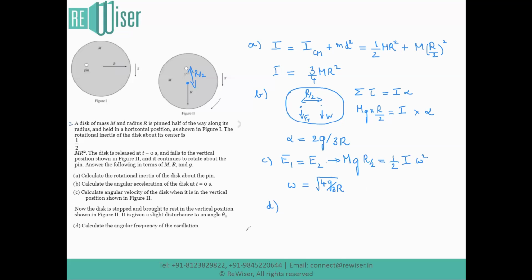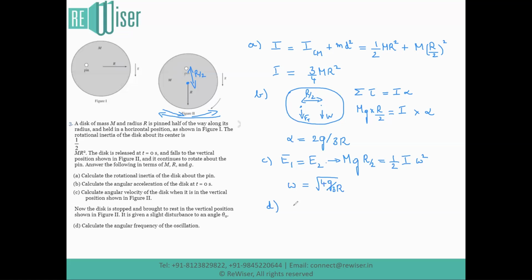Now the disk is stopped and brought to rest in the vertical position as shown in figure 2. It is given a slight disturbance to an angle theta naught. Calculate the angular frequency of oscillation. When it is slightly disturbed by giving an angle theta naught, it undergoes periodic oscillatory motion, and the nature of this motion will be such that the body will undergo simple harmonic motion, as the direction of acceleration will be proportional to and opposite in the direction of displacement.